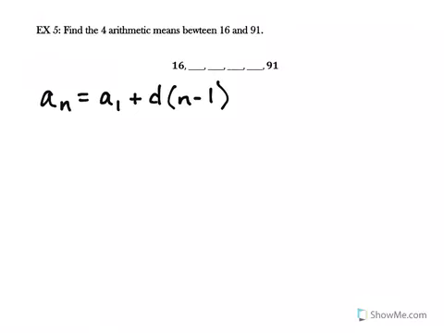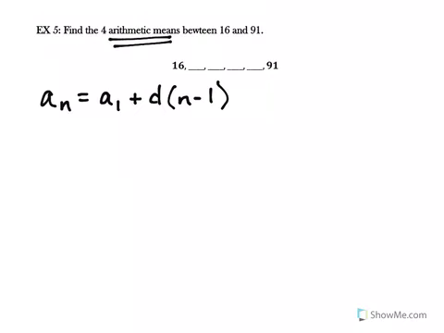Here we're asked to find the four arithmetic means between 16 and 91. So we have a couple of things. We have arithmetic means. We know we have an arithmetic sequence. So this is just a fancy way of saying, hey, we have two terms and we want to find all the terms that lie in between with this specific sequence.